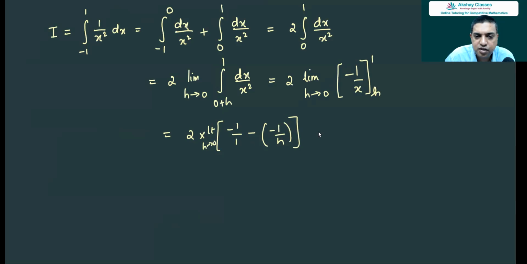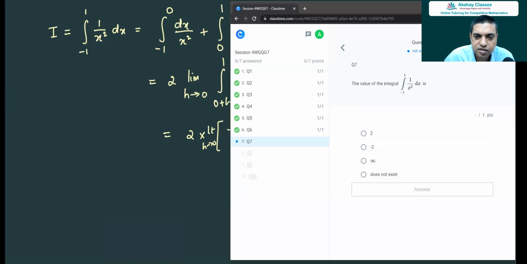Limit h tending to 0. So what we get is 2 times -1 plus infinity. So it goes to plus infinity. So the integral goes to plus infinity. Let's look at the options available to us. Yes, infinity is available. So this is the correct answer.